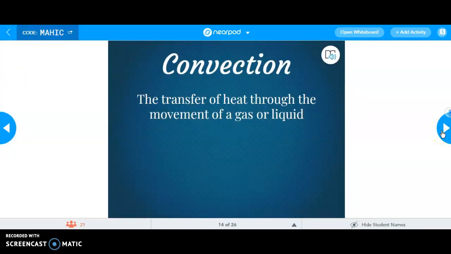Convection. So we know what's coming, right? Conduction, convection, radiation. Convection is the transfer of heat through the movement of a gas, like in the air, or the movement of heat through a liquid. Convection.